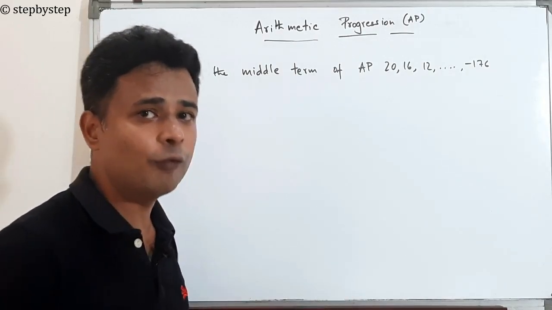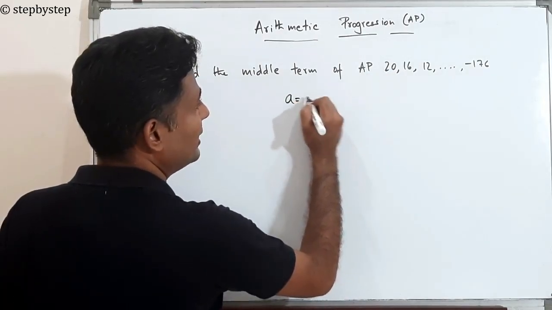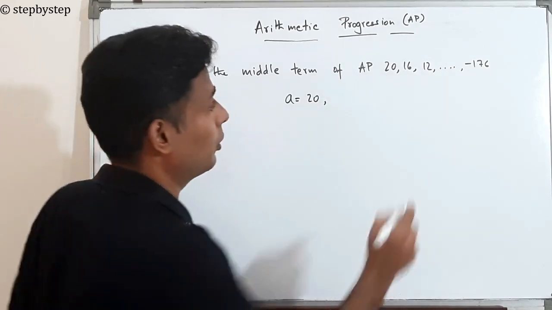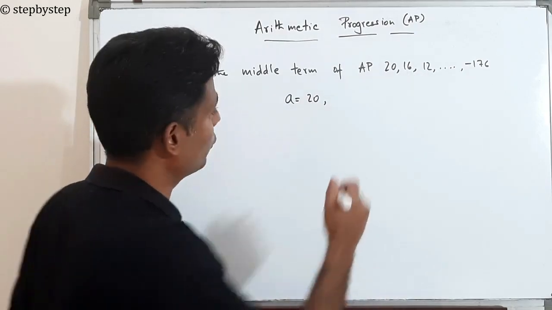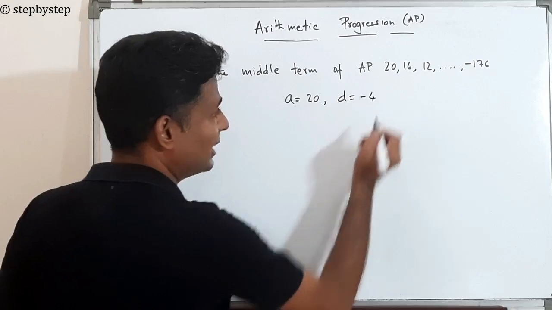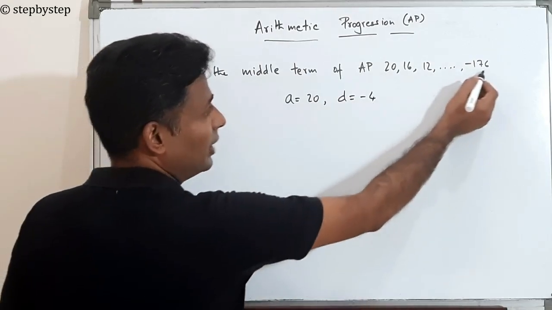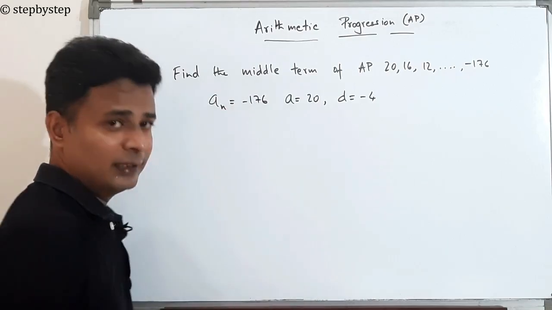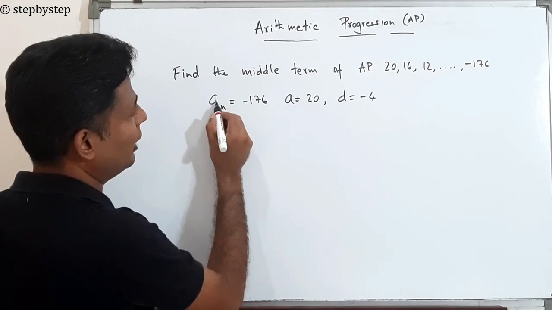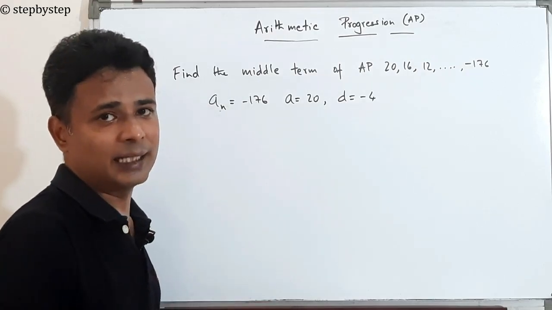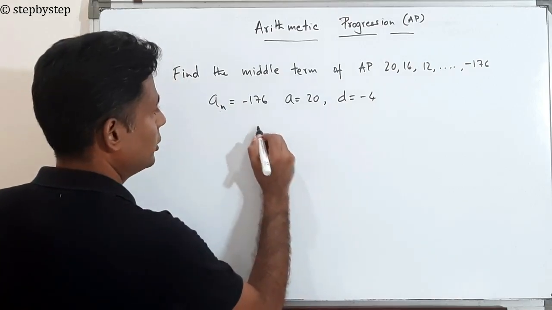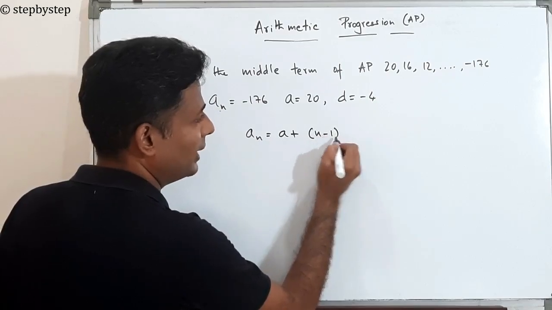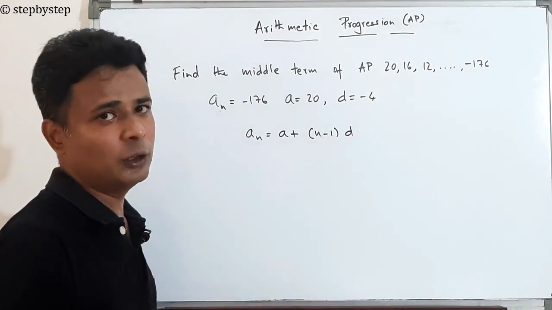Alright, what do we already know from the AP? We know a, that is 20. We know d: 16 minus 20 is minus 4, 12 minus 16 is minus 4. So it's a decreasing AP, hence d is negative. And we know a of n, which is the last term, a of n is minus 176. Now we just have to find the n value for minus 176. We just need to find which term it is. So a of n equals a plus n minus 1 into d. This is the formula you will use.